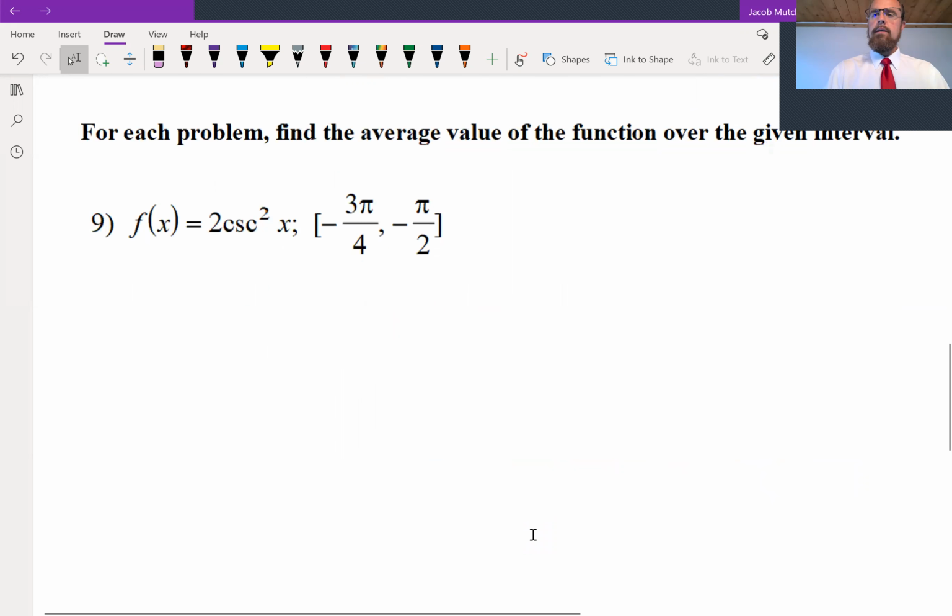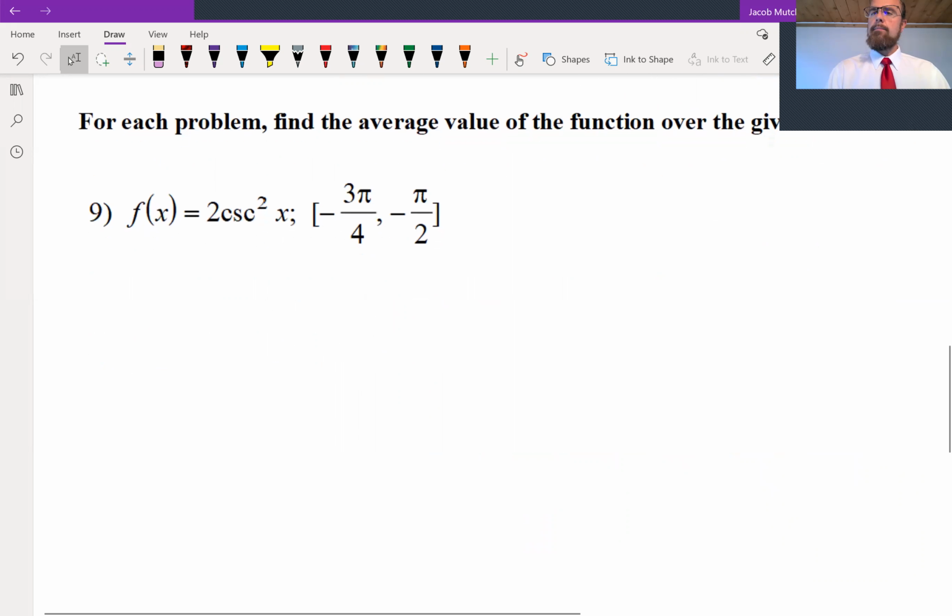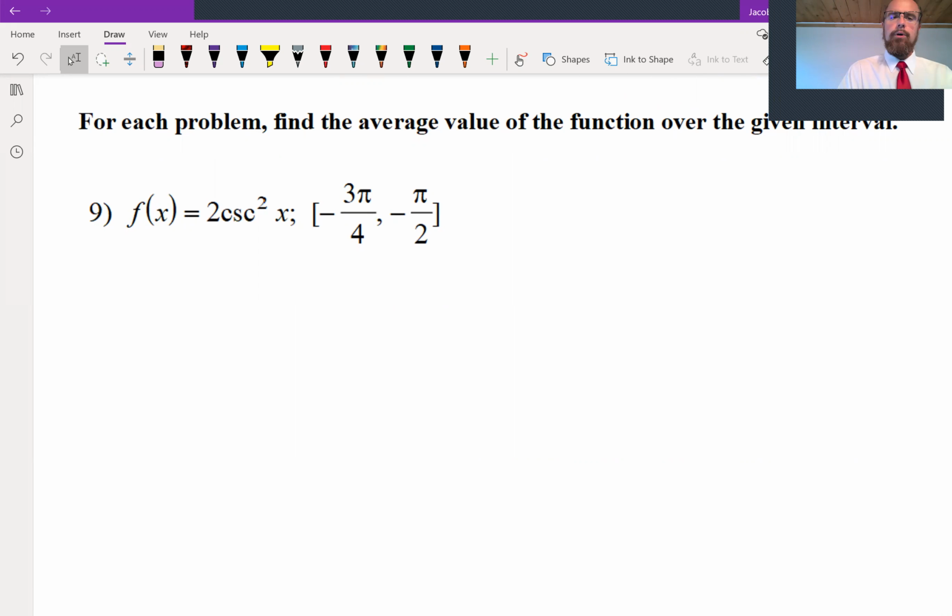We also want to take a look at a couple examples involving trigonometric functions. So here I've got 2 cosecant squared of x, and we're interested in finding its average value from negative 3 pi over 4 to negative pi over 2. Let's apply our average value formula here.